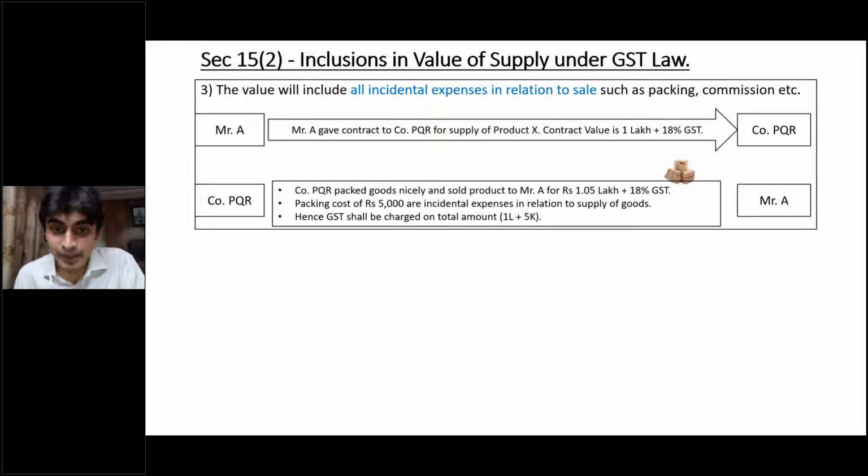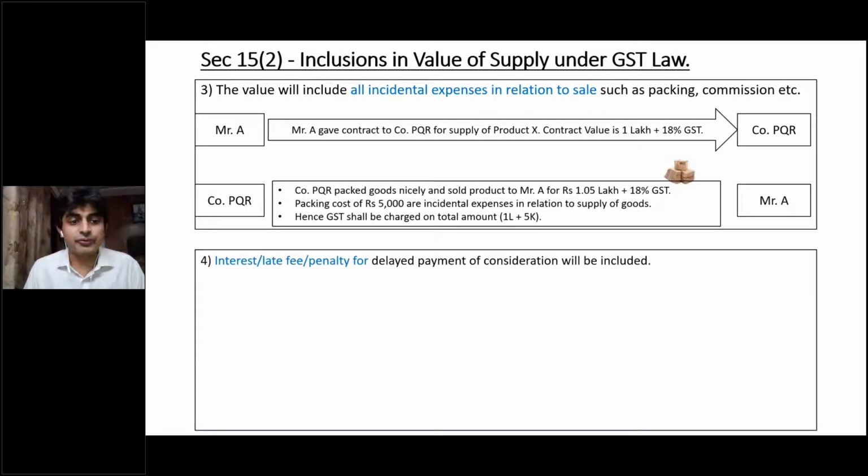Total amount of 1 lakh plus 5,000. Okay, so this will also be included in the value of supply. Clear? This was my third point. Now comes the fourth point. See this. Interest, late fee, penalty for the delayed payment of consideration shall also be included. See this. This is the fourth point.